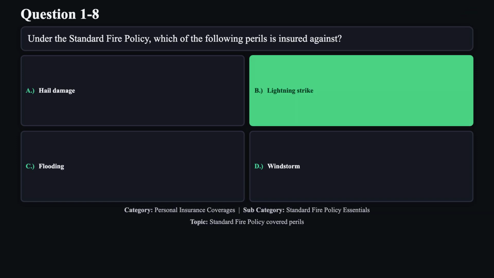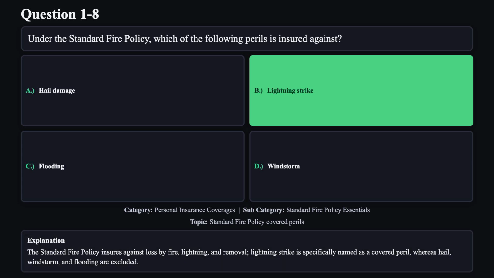The correct answer is B. The standard fire policy insures against loss by fire, lightning, and removal. Lightning strike is specifically named as a covered peril, whereas hail, windstorm, and flooding are excluded.